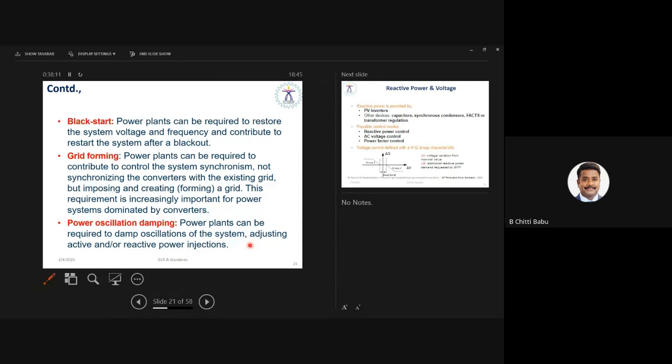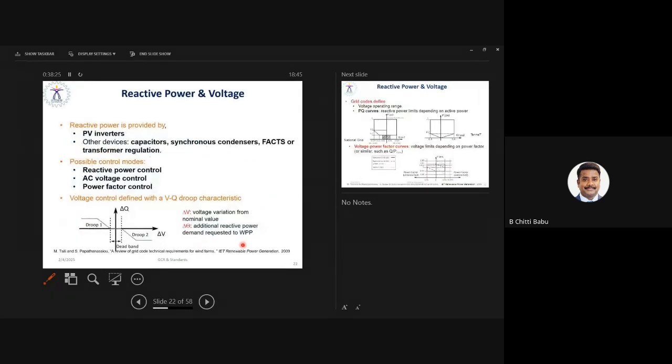In addition to that, sometimes the power plant can be required to damp out any oscillation. As I told you, they don't have any inertia. Of course, it sometimes needs support for power system oscillation, adjusting active and reactive power injection. Invariably, it requires a kind of damping mechanism with external filters and the inverter. And I told you that the reactive power control is essential for voltage regulation.